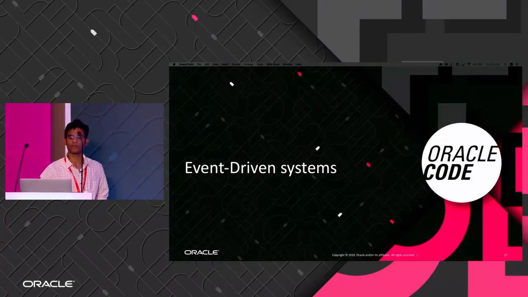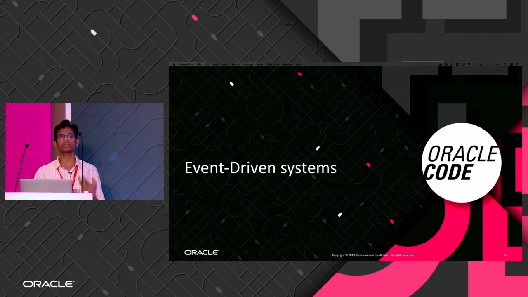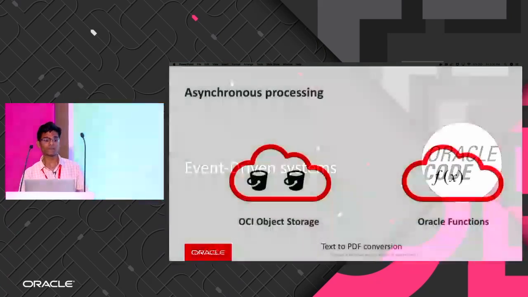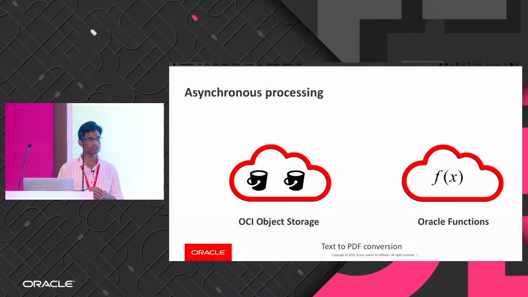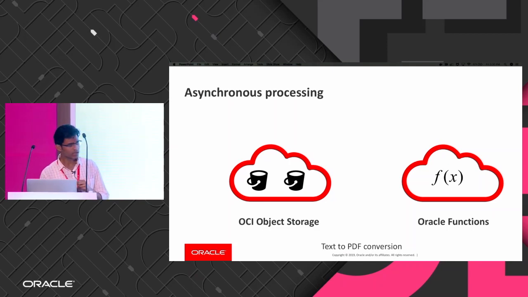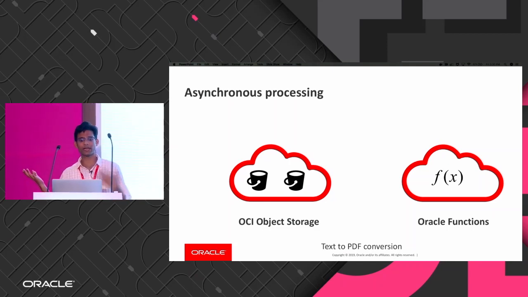Okay, now let's talk about event-driven systems. So events are one of the core tenets of any functions as a service platform, right? And one of the very simple examples of event-driven processing is something called asynchronous processing. So here, the examples are file conversions, I'm going to show a text to PDF conversion, things like that, right? So I have Oracle functions on one side and object storage.